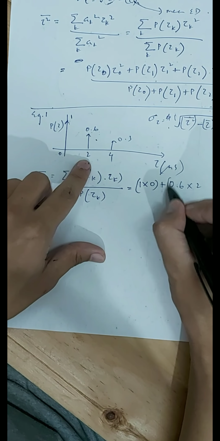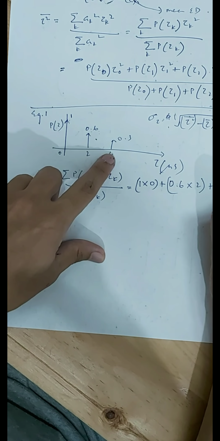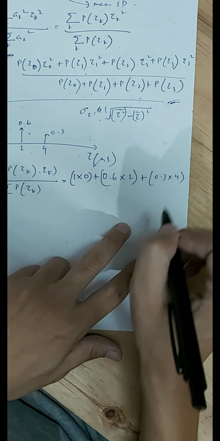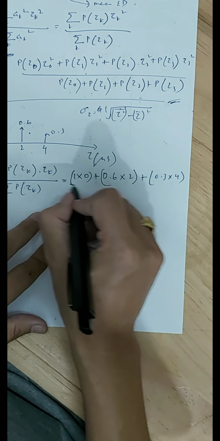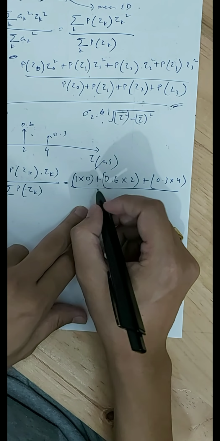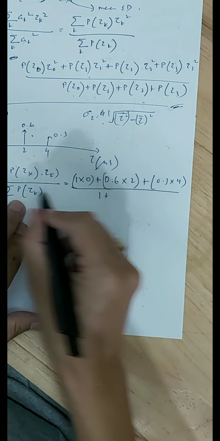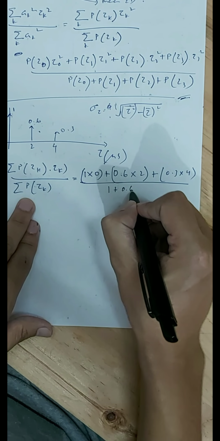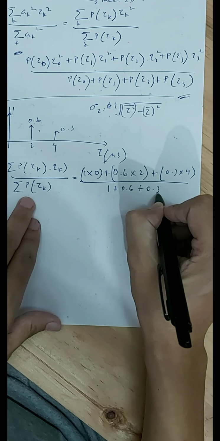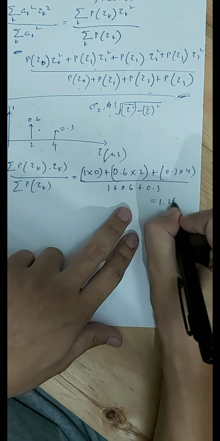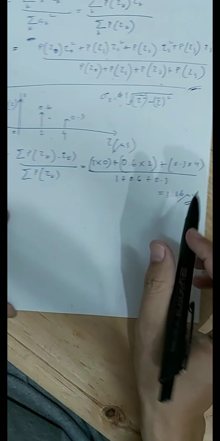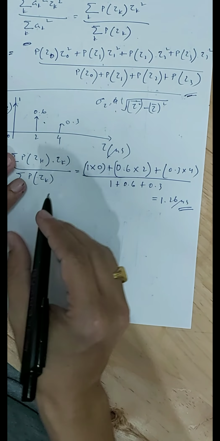0.6 into 2 plus 0.3 into 4, divided by 1 plus 0.6 plus 0.3. The value is 1.26 microsecond. So your mean excess delay is 1.26. And what about your tau square bar?